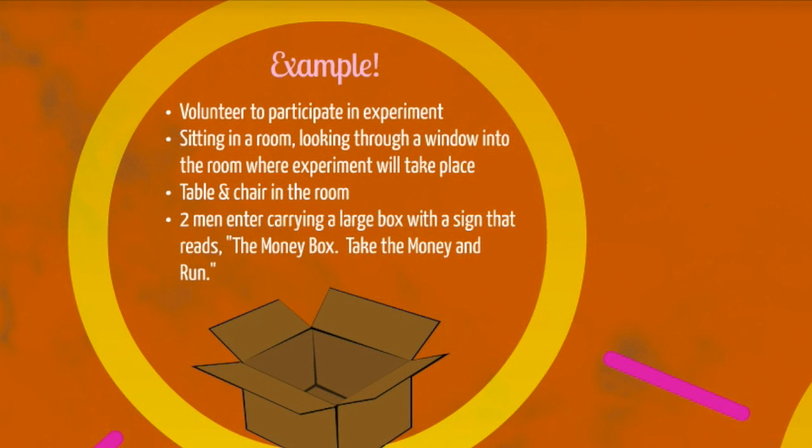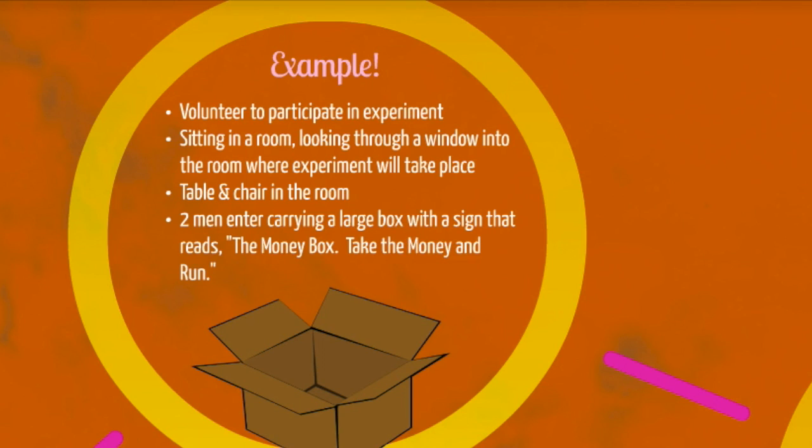We've learned through observational learning that a great way to learn is through example, so here's one for you. You volunteer to participate in an experiment. This time you are sitting in a room, looking through a window into the room where the experiment will be conducted. There is nothing in the room but a table and a chair. You see two men enter the room carrying a large box with a sign that reads, "The money box, take the money and run." The face of the box has a thin panel with rails above and below it.